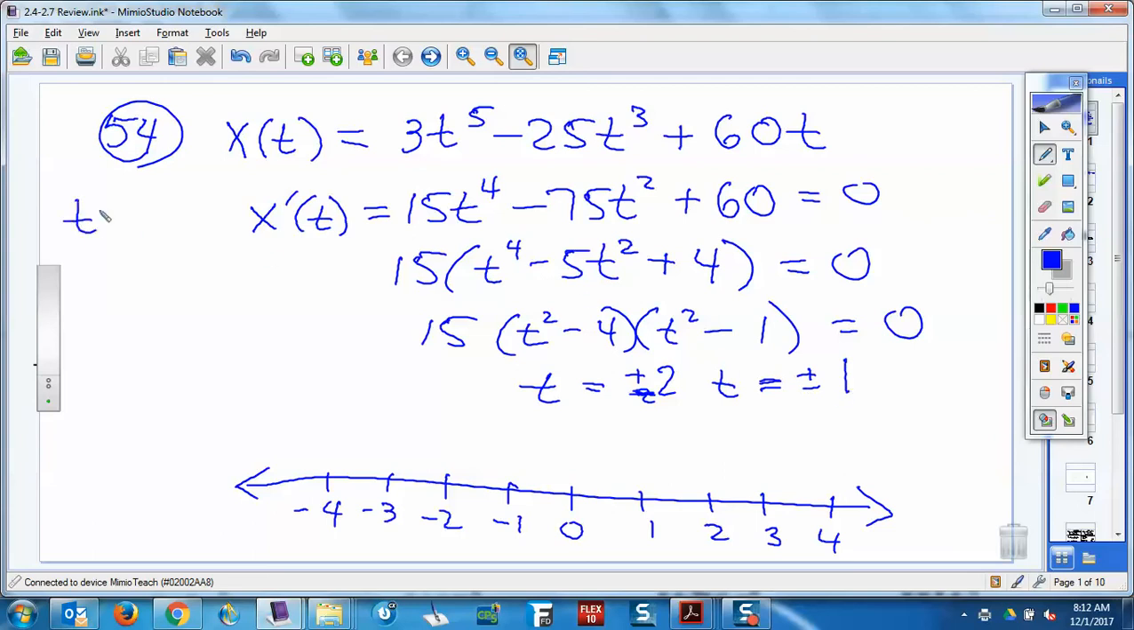Now, of course, this is time in this problem, so time they told us was positive, so we can ignore the negatives, and we just got 1 and 2. Now, what does that 1 and 2 mean? In this context of this problem, in the particle problem, what is the context? What is happening at 1 and at 2? The particle is stopped, right?